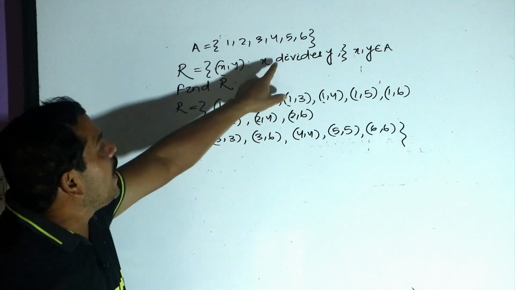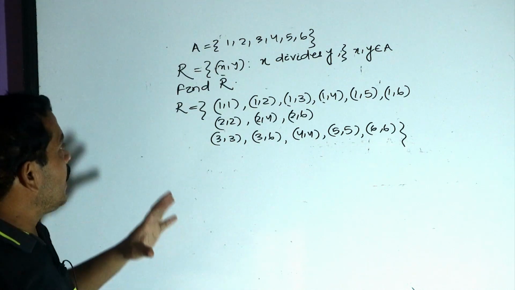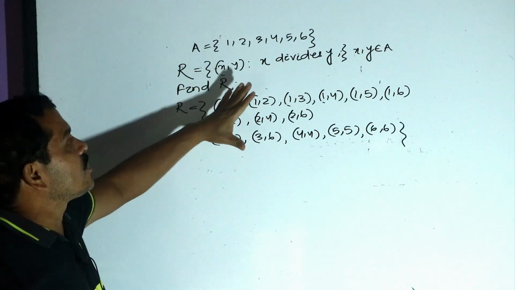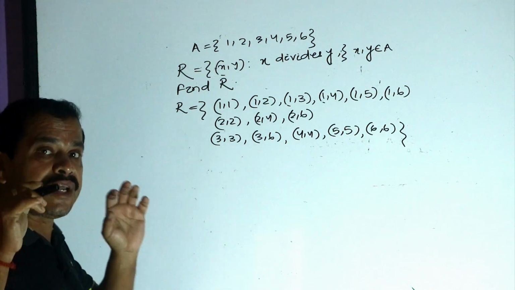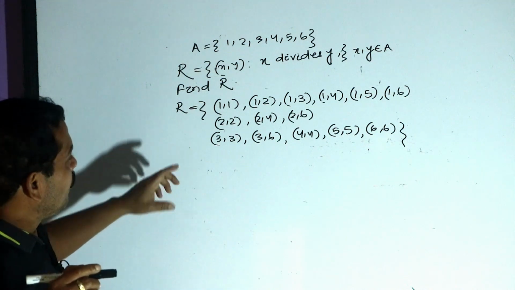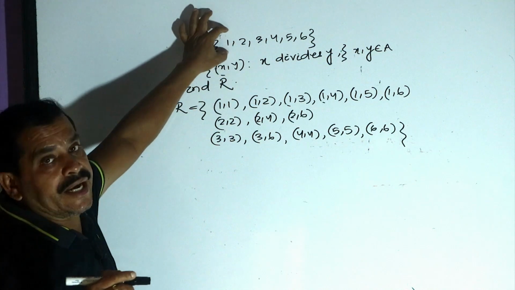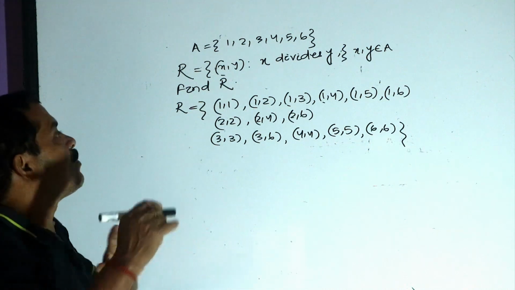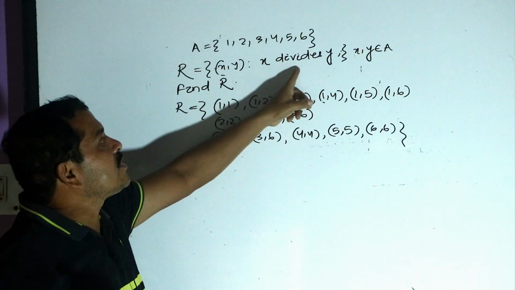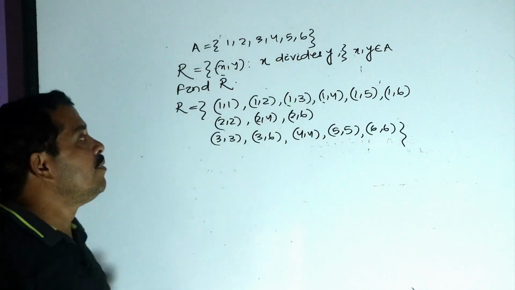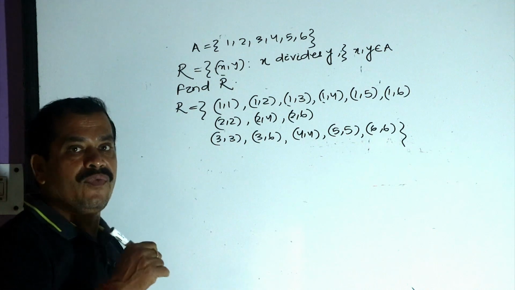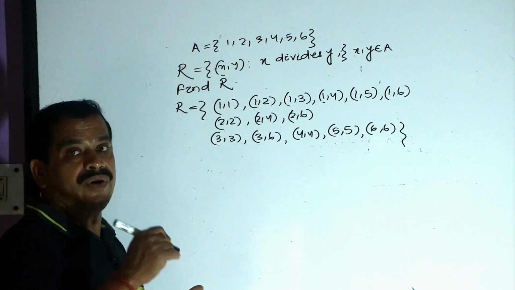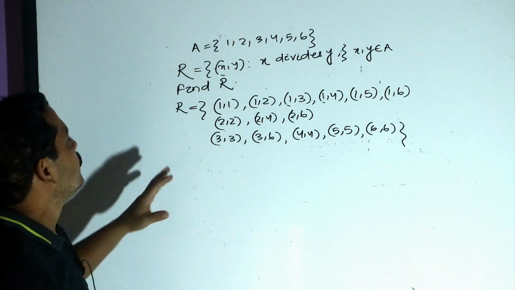For this relation, X divides Y. Here we are given a set A, and also given the relation. We have to find the elements. This is an important one. We have been given the relation and also the set A, and we have to find the ordered pairs. Which ones will be related through this relation? Here the relation is X divides Y, meaning the first element of the ordered pair will divide the second element.